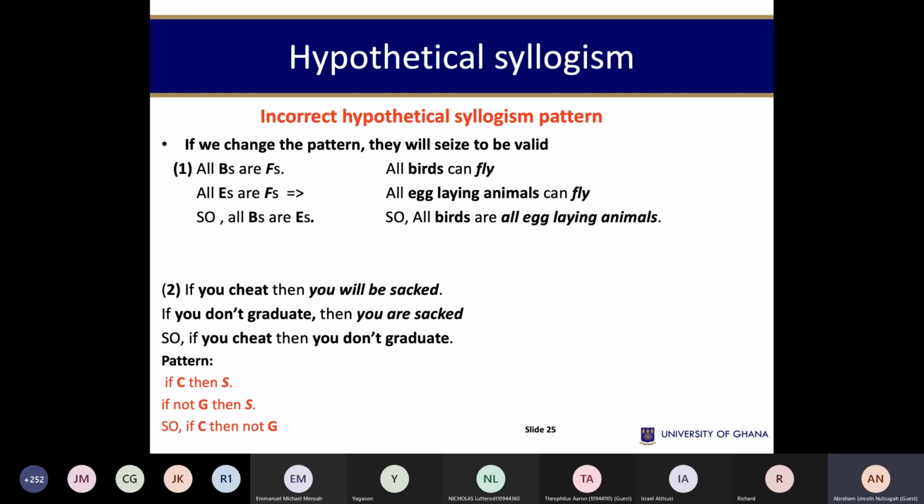The second example: if you cheat, then you will be sacked. If you don't graduate, then you are sacked. So if you cheat, then you don't graduate. It is also not valid. It is incorrect hypothetical syllogism. This is also a formal fallacy, the third formal fallacy.